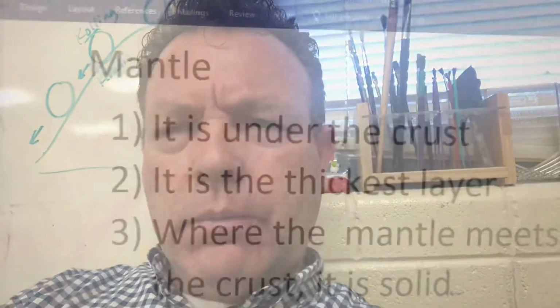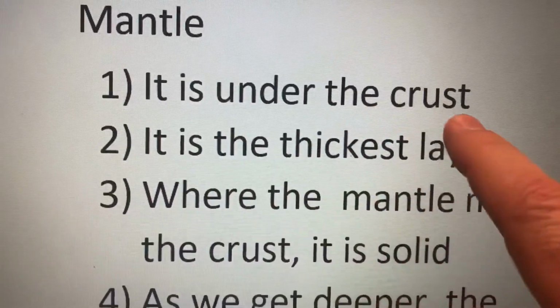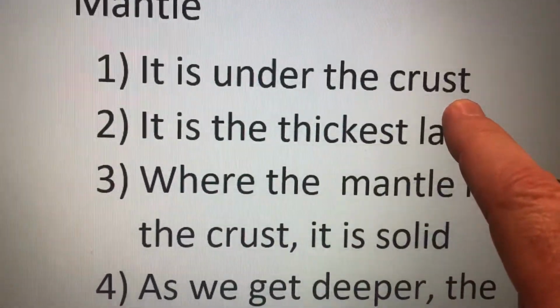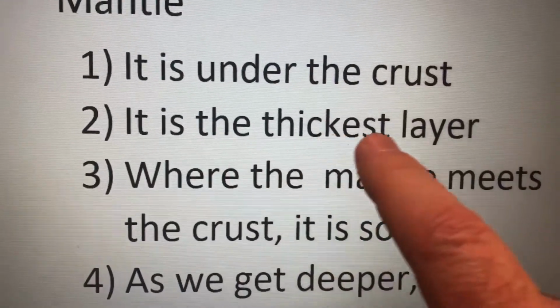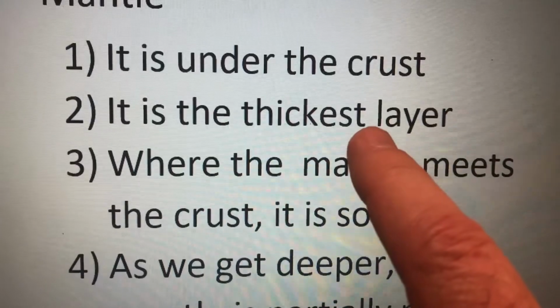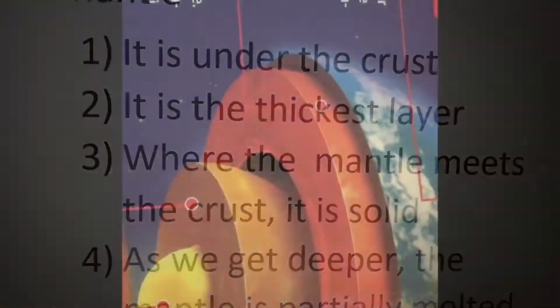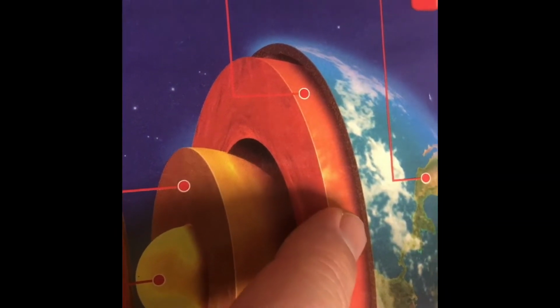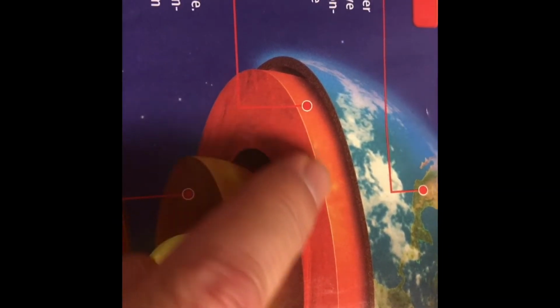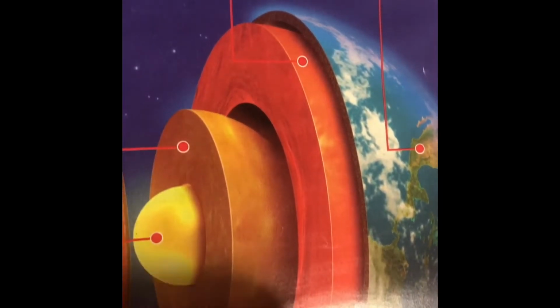So let's compare my notes with your notes, okay? And see if you have some of the things that I wrote down. So we already knew that it is under the crust, right? So we cannot see the mantle. It is the thickest layer. So the crust is very thin, but the mantle is very thick. Let's look at the picture one more time, at the diagram. We can see right here, look at how thin that crust is, and look at the thickness of the mantle. Whoa, that's way, way thicker.